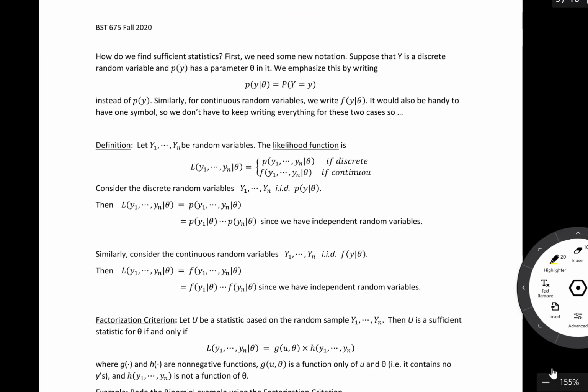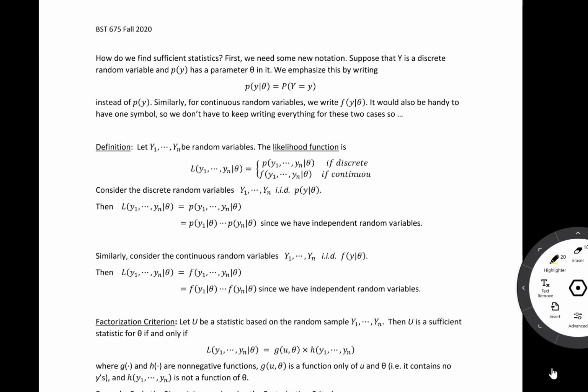So how do we find sufficient statistics? Well, in order to do that, we do need a little bit of new notation, and we're going to use this new notation actually in the next module as well. So suppose that Y is a discrete random variable and p of y has parameter theta in it. We emphasize the following by writing this right here instead of just p of y. Similarly, for continuous random variables, we could write f of y given theta. So it would be handy to have one symbol so we don't have to keep writing everything for these two cases, in other words, the little p and the f.